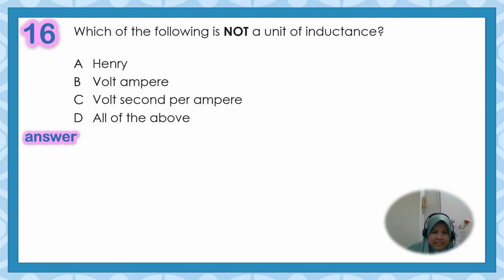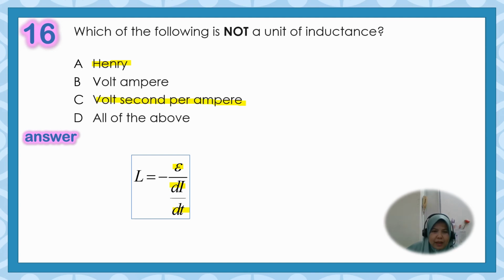For question number 16, which of the following is not a unit of inductance? So Henry is the unit for inductance, okay? And then referring to the equation of L, which is equal to negative EMF over di per dt, the unit for L can also represent E, which is volt, T is second, and per unit ampere. So C is also the unit for inductance.